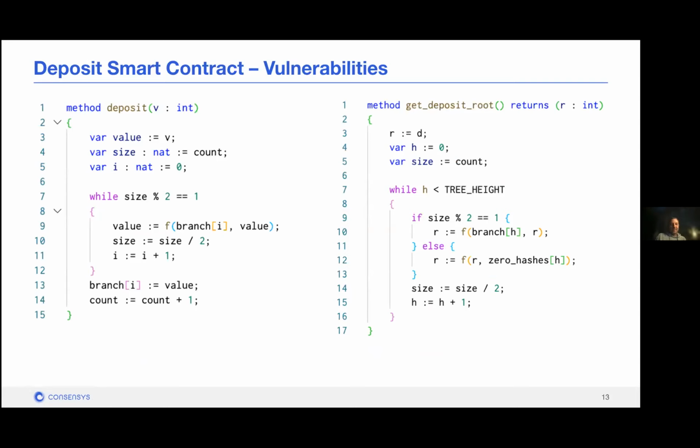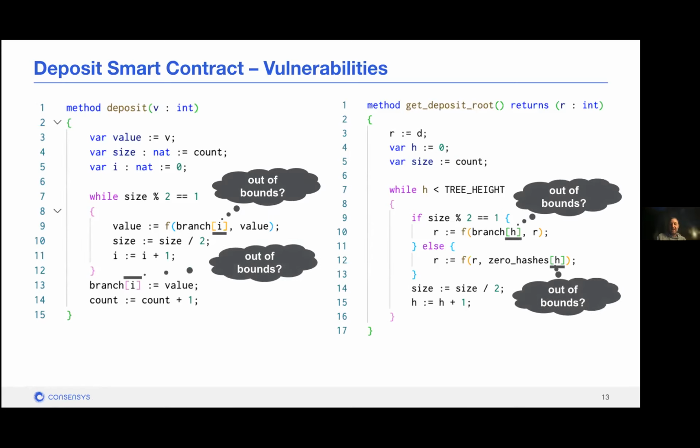So what are the other things that we have proved? These are the same two algorithms that I mentioned before. You can see that they are array accesses.